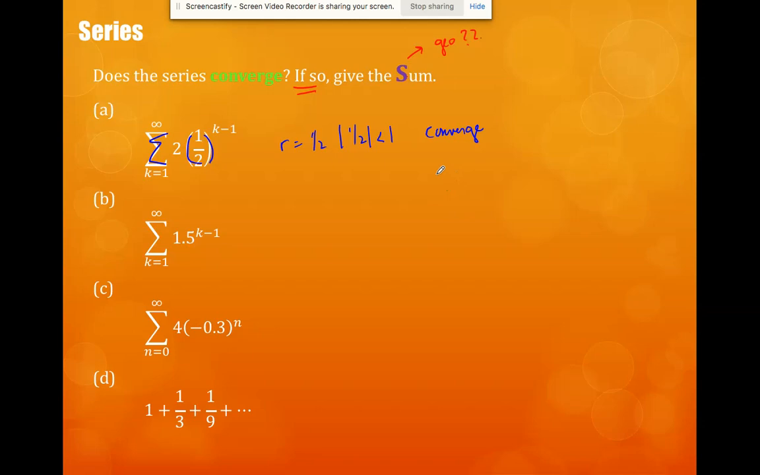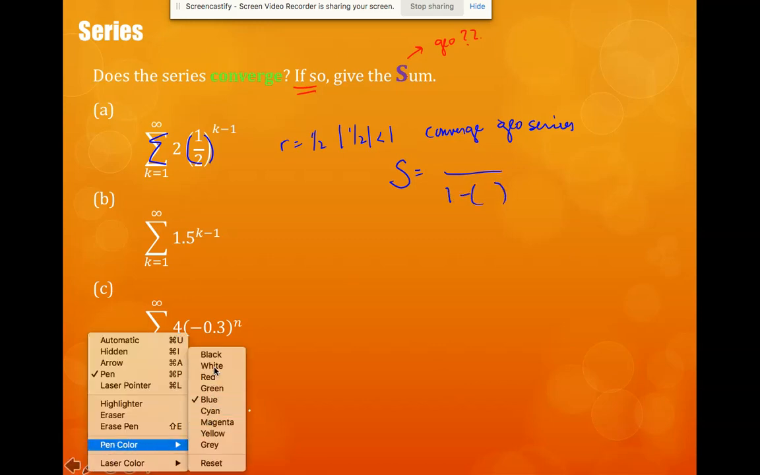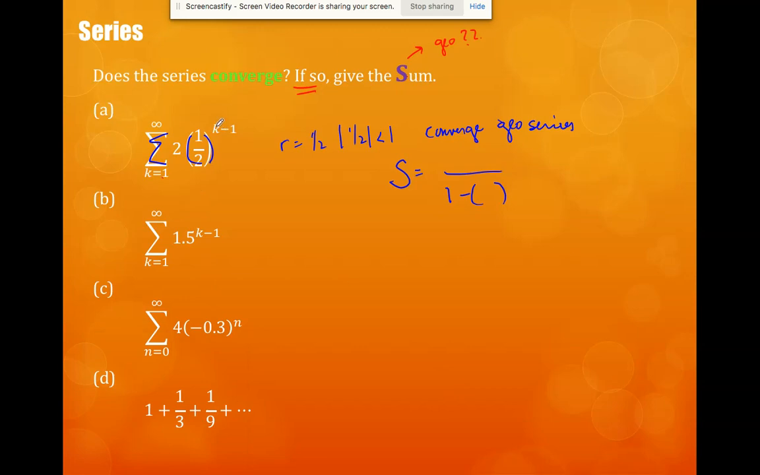Further, since it is a convergent geometric series, the sum is the first term over 1 minus r. What's my first term? First term is when k is equal to 1. So 1/2 to the 0 is 1, excuse me. 2 times 1 is 2.